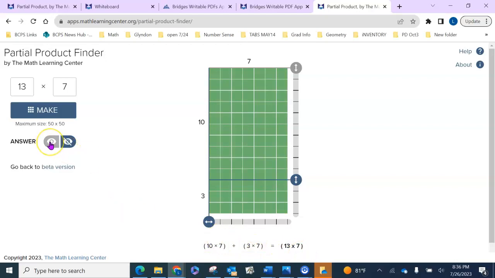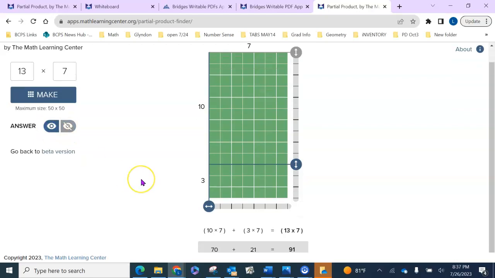I can click on the answer icon over here on the left. I have to scroll down a little bit on mine. And we can see now that 10 times 7 is 70, plus 3 times 7 is 21, and that's going to give me a total product of 91.